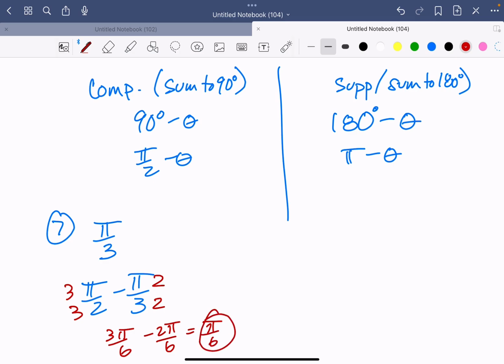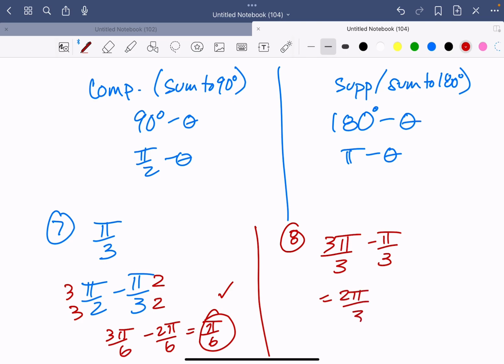Pi over 6, right? So that's going to be the complement. Now if I need to find a supplement, I take my 180 minus pi over 3, and notice what I get. If 3 pi over 3 is the same as pi, then I'm going to get 2 pi over 3 as a supplement.